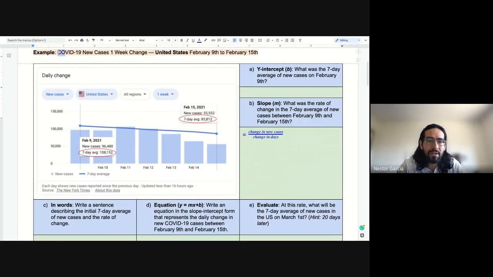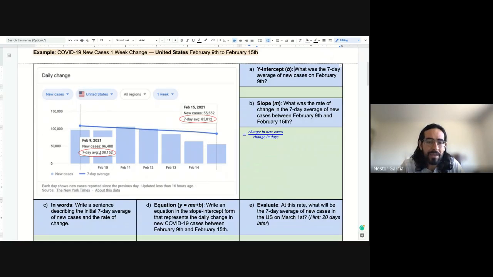In this example, we're looking at COVID-19 new cases during 1 week in the United States. This is between February 9th and February 15th. In the first question, you're asked to identify the Y-intercept by answering the question, what was the 7-day average of new cases on February 9th?